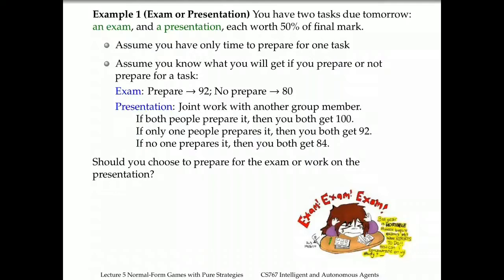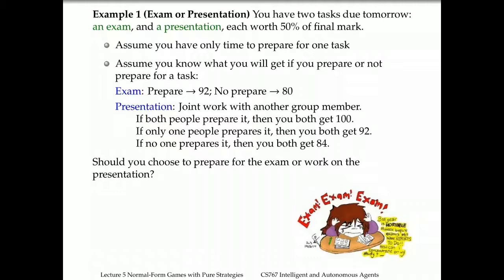And for the presentation, this will be more interesting because it's a joint work. So the result of the presentation will depend on the action of both you and your teammate. If both of you prepare for it, then you're relatively confident that you will get full mark for the presentation, so 100. But if only one of the persons prepares for it, then there's a key component in the presentation that's not very well designed, and therefore you get 92.